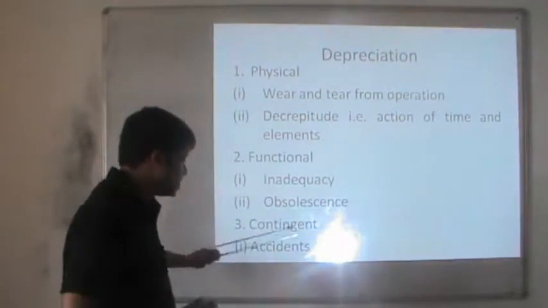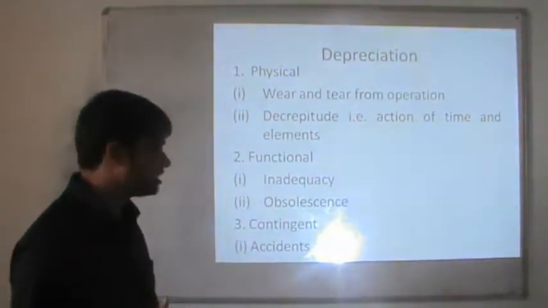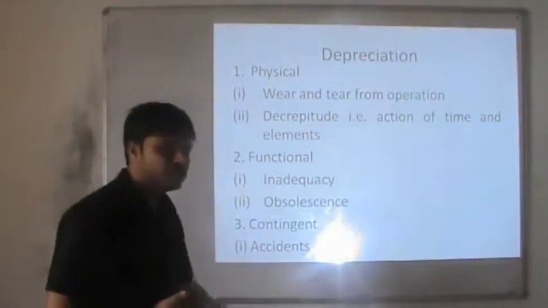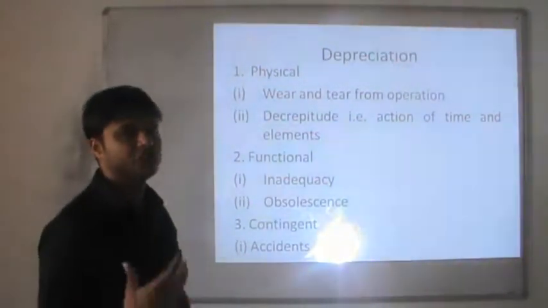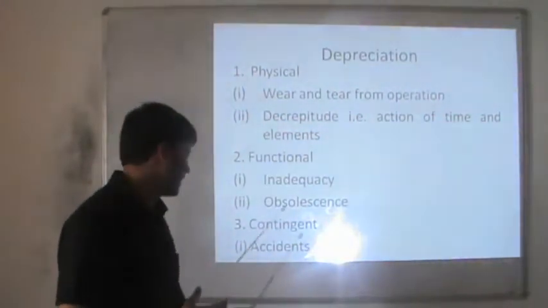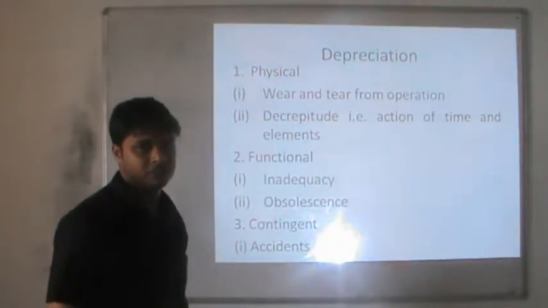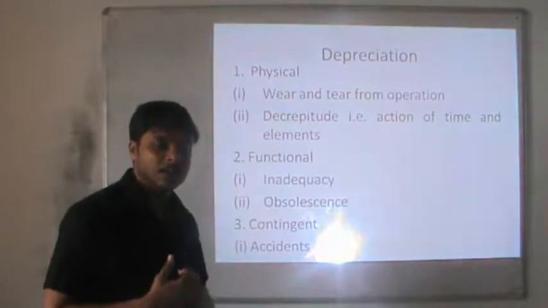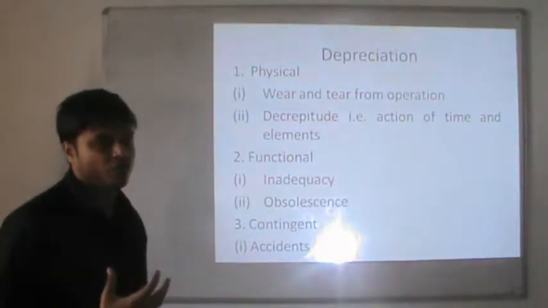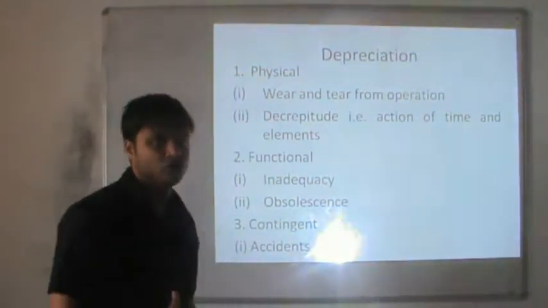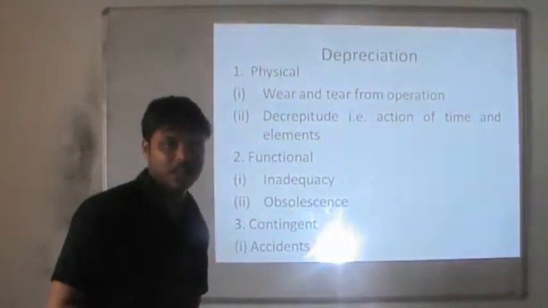Now the third is contingent. Contingent is mainly because of accidents. As you use the facility, there might be some accidents, and depreciation due to accidents comes under contingent depreciation. So these are the three basic depreciations which a facility goes through in its whole lifespan.